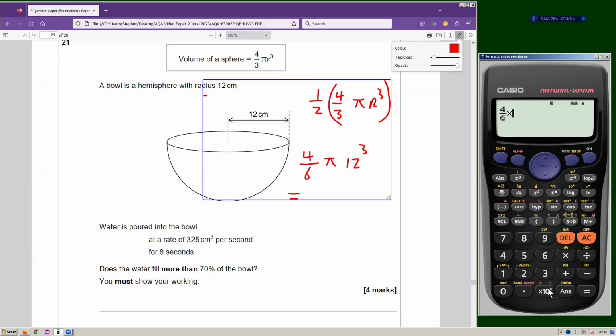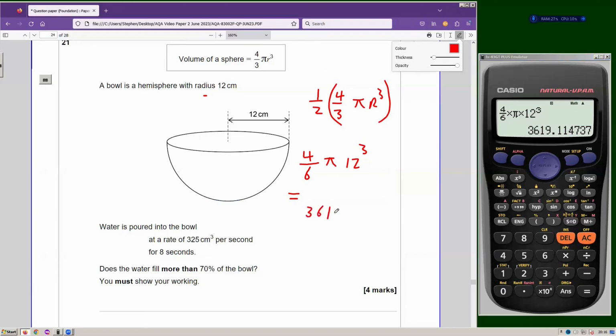I'll put the times in. Probably doesn't need it, pi's down there. Times, and we can put the 12 in like this. We don't need a bracket, we just cube it. And we don't want it in terms of pi, so we're going to use the SD button. 3619.114. Okay. 3619.11. I'll put them all down.